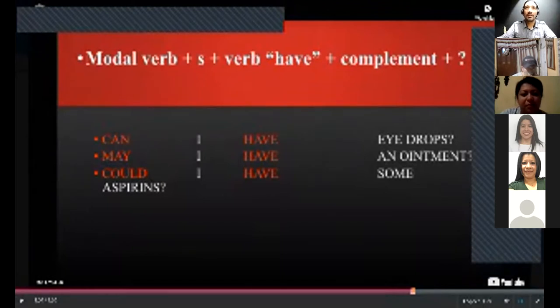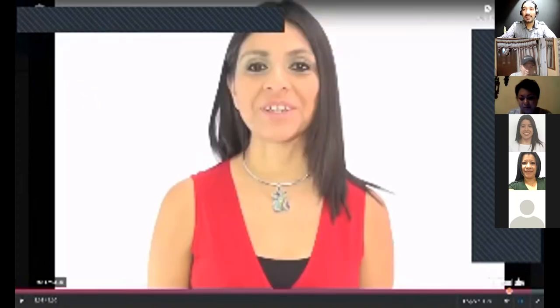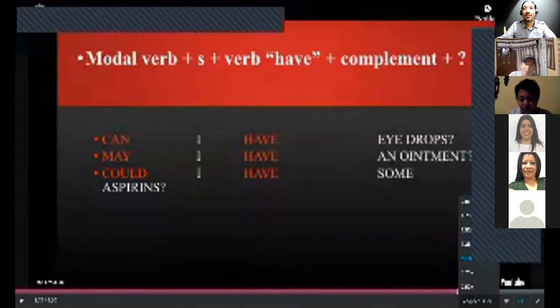Okay, so we're talking about modals for requests. When you speak about requests, you have to use can, may, and could. Because if you use should, that's for suggestions, remember? Suggestions, not requests. Do you have any questions? Teacher, ¿qué significa request? Solicitud. Yeah, when you request somebody to do something for you.